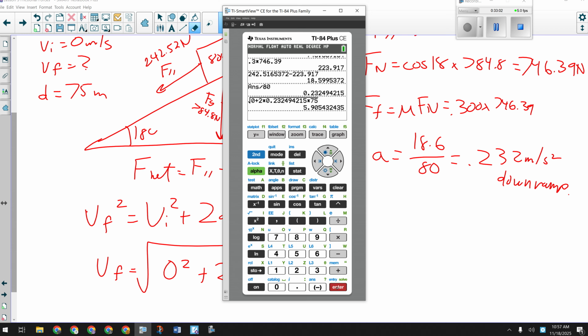Everybody with me there? Now, if that person wasn't riding the brakes, that coefficient of friction would be a lot lower, and that VF would be a lot higher. Questions on that one?